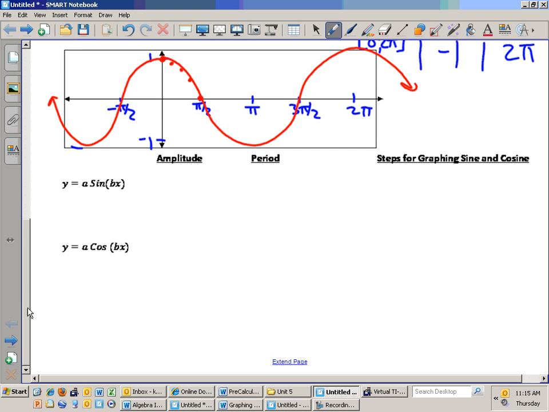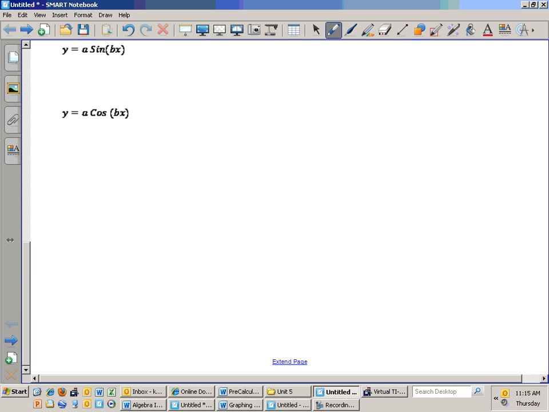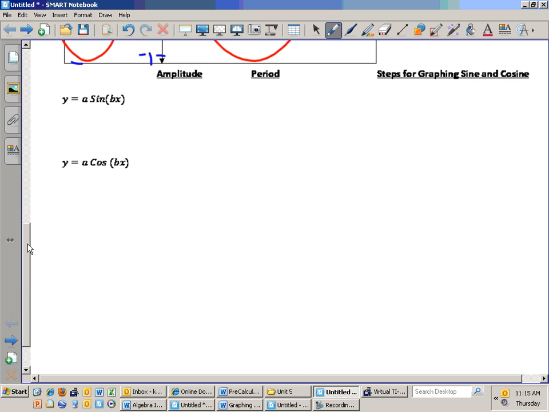So let's talk about the general shape of a sine and cosine curve. If you see y equals some number times the sine of bx, the amplitude is simply the absolute value. Amplitude is always positive. Absolute value of a, the number in front of the sine, or the number in front of cosine. Taylor, question? Amplitude is the height of the function from the middle.